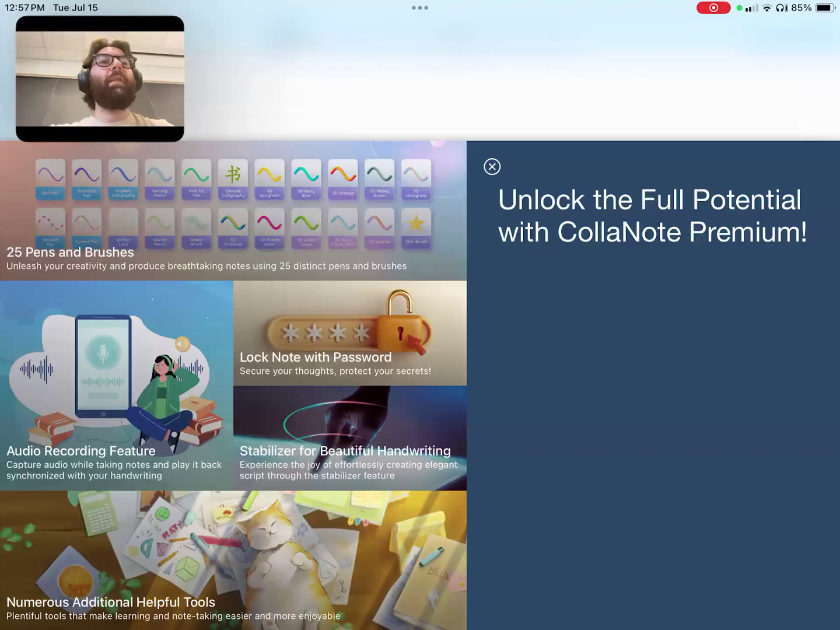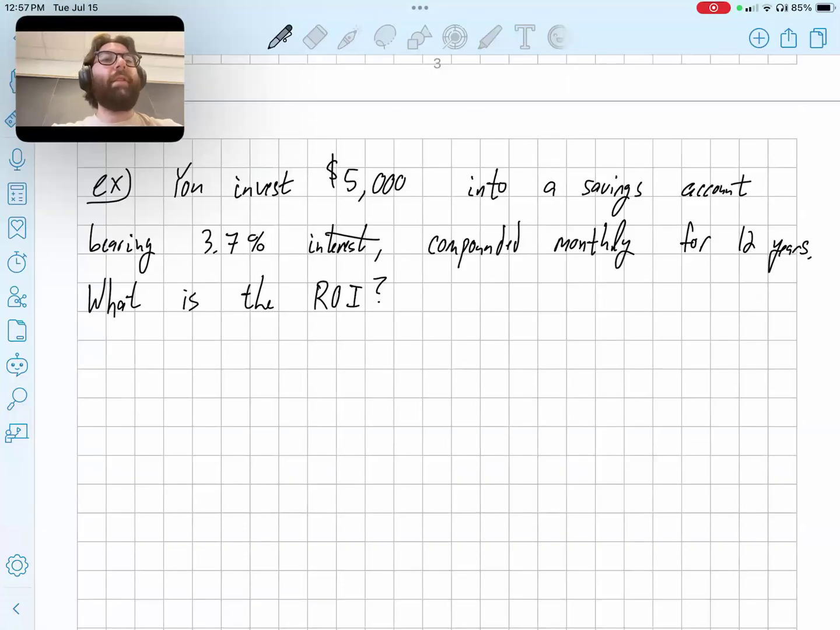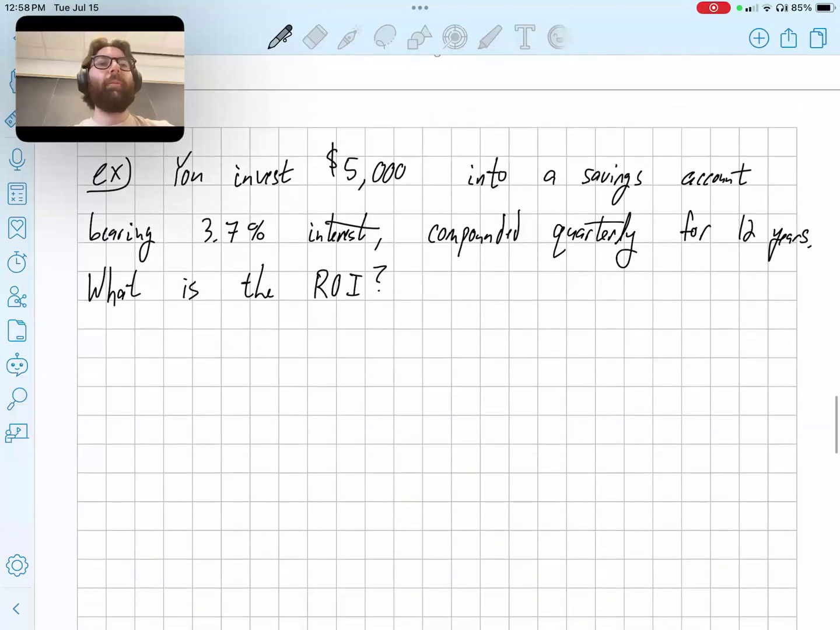Last one, you invest $5,000 into a savings account bearing 3.7% interest, compounded, this should say quarterly, for 12 years. What is the return on investment? So first, just like before, because we're doing compound interest, we don't have a direct formula for the interest. We have to compute the future value and then subtract our principal.